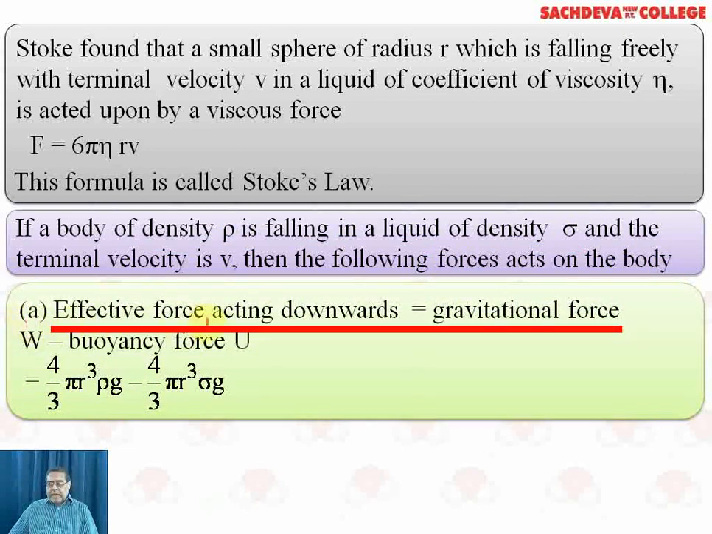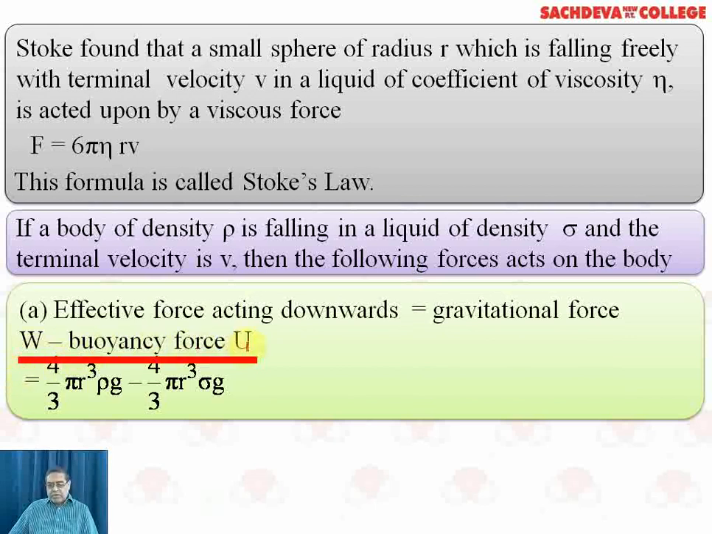Number one is the effective force acting downward, that is because of the weight of the body, and that is the gravitational force, which means it is mg. Now m can be replaced by density into volume, so the formula will be W minus buoyancy force U. Buoyancy means upthrust, so the weight can be written as 4 by 3 pi r cube rho g. Basically, rho means the density of the body falling in the viscous liquid. And the other term is 4 over 3 pi r cube sigma g.